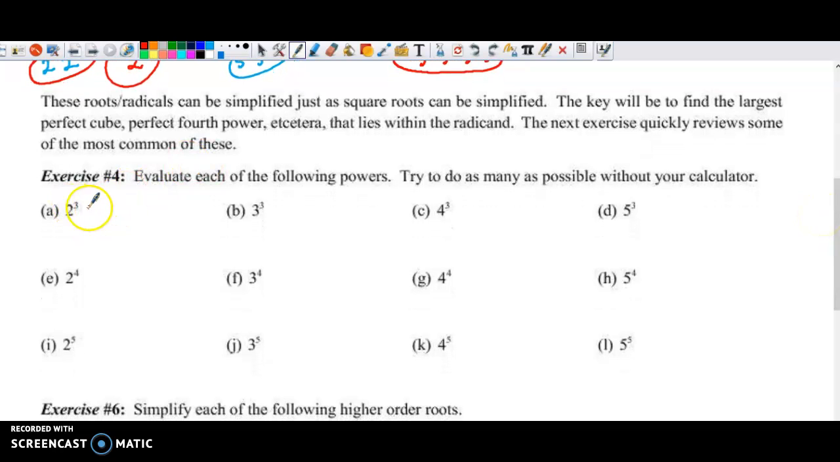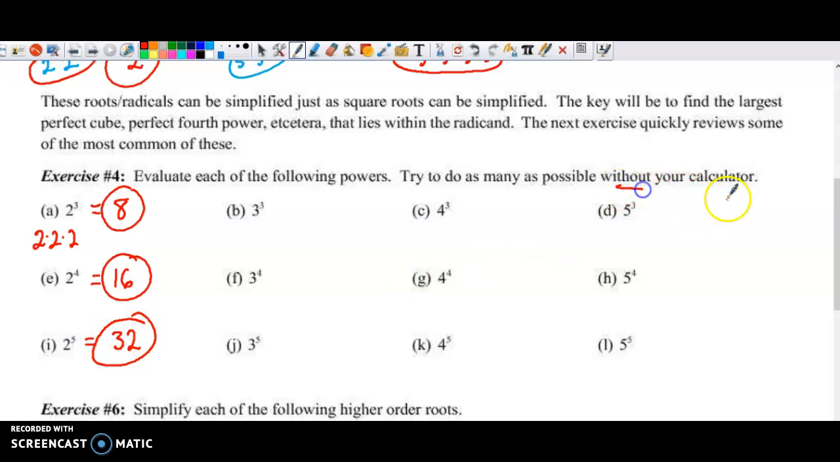So it's very helpful to know all of these. For instance, you're going to hear me say 2 cubed is 8 without even thinking about it. But the reason why is because 2 times 2 times 2. Well, if I add one more 2 to that, it's going to be 16. If I add one more 2 to that, that's going to be 32. So being able to recognize these without your calculator will be helpful.